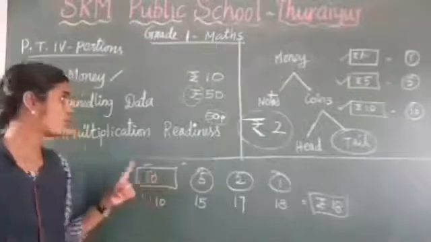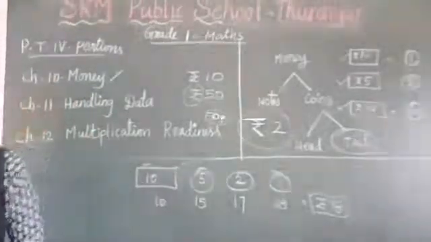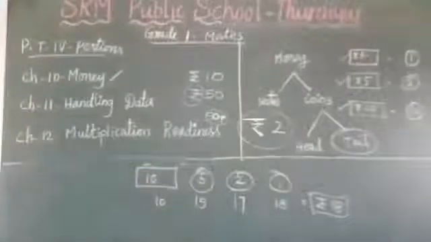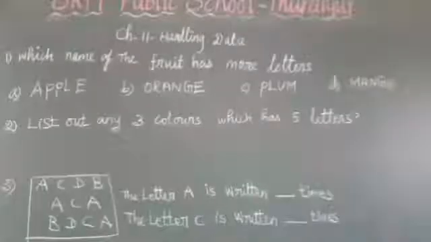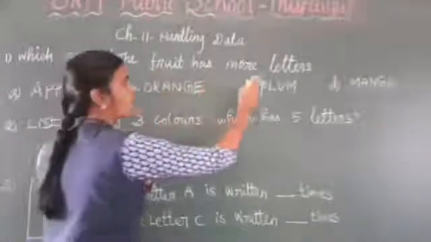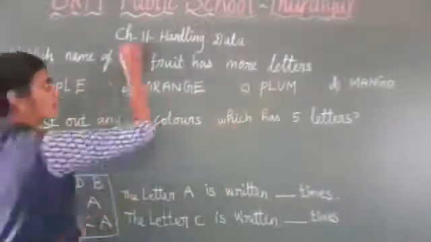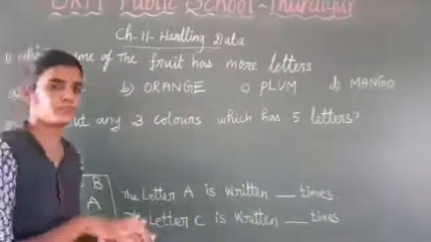So what is the next chapter? Handling data. What is meant by handling data? Yes, collection of information. Collection of information is called data. Next, complete this objective question: which name of the fruit has more letters? This is handling data. I told you handling data means collection of information.